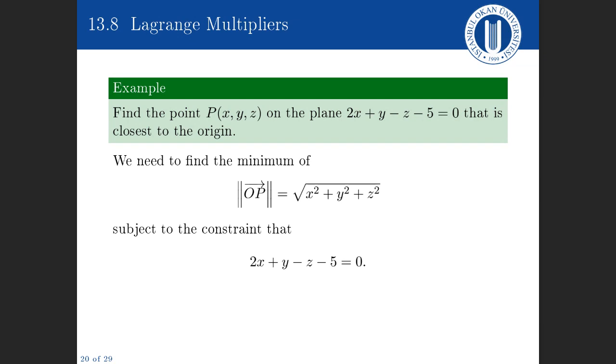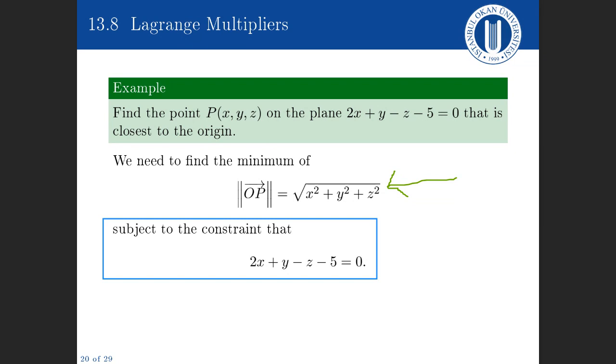Now we want to find the minimum of a function. In this case, we want to find the minimum of the distance. So we want to find the minimum of the square root of x squared plus y squared plus z squared. But the extra complication is it's not the minimum across the whole of R3, it's the minimum subject to an extra constraint. And in this case, it's subject to the constraint that 2x plus y minus z minus 5 is equal to 0.